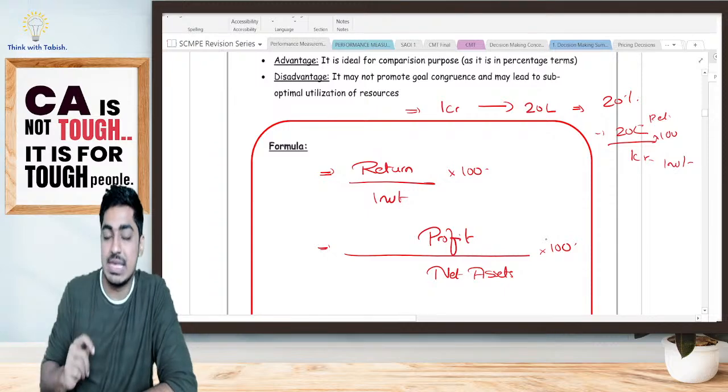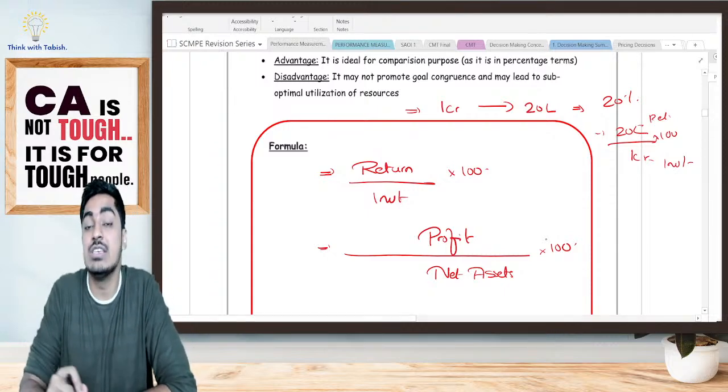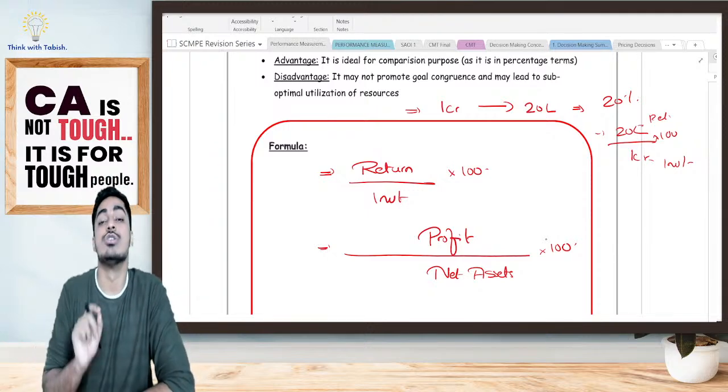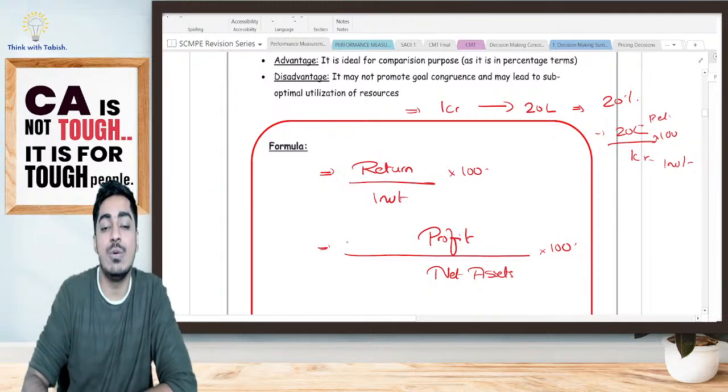But wait, I've told a good performance measure should be based only on controllable factors. So when I'm telling my profit, I should be telling only my controllable profit.